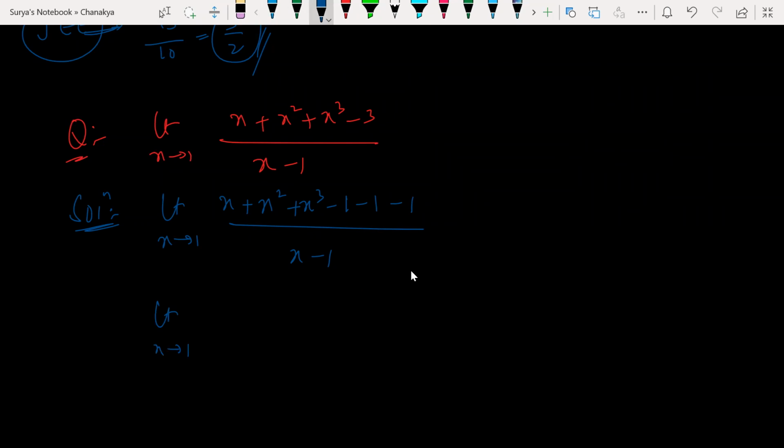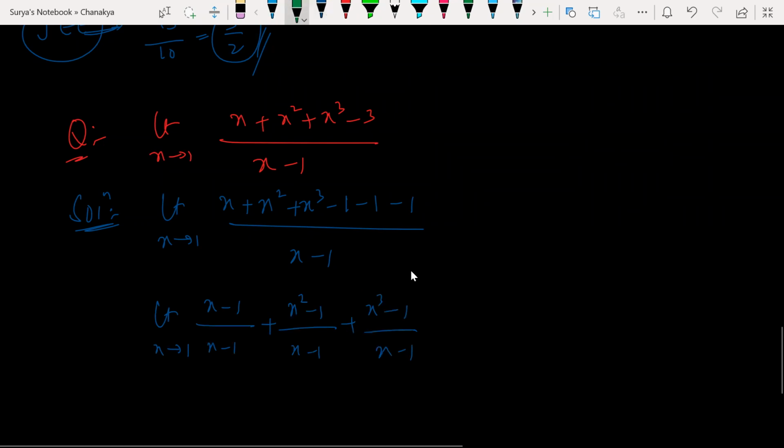Limit x tends to 1 of x minus 1 by x minus 1, plus x square minus 1 divided by x minus 1, plus x cube minus 1 divided by x minus 1. Is that clear or not? I'm just splitting this and this, this and this, and writing them individually. Why am I writing like that? Because this limit is outside, now I can split the limit. I can give the limit to everyone.